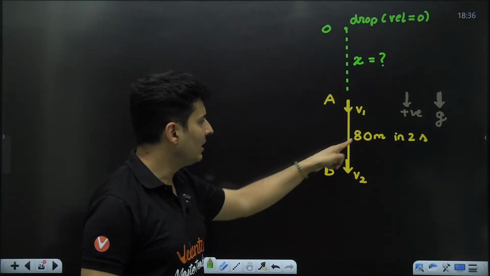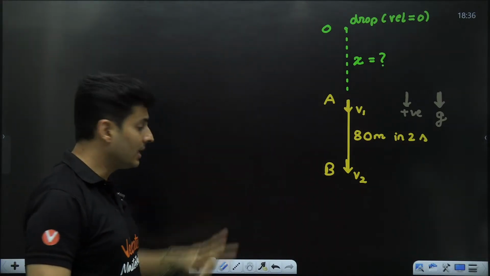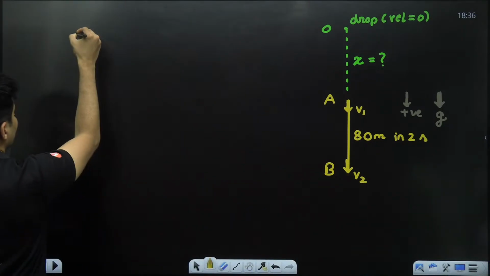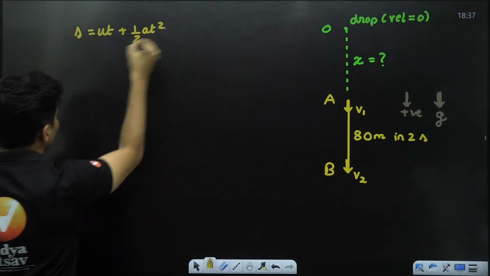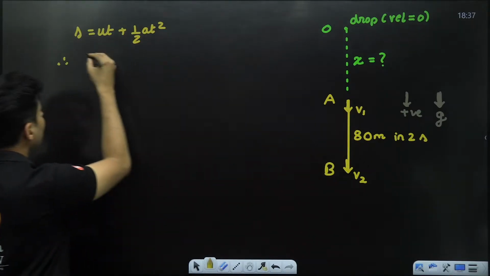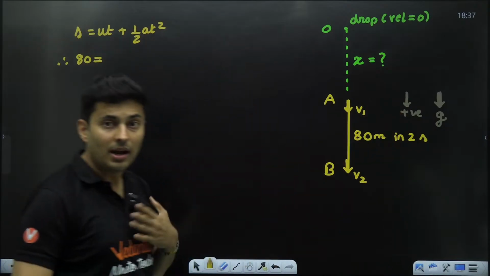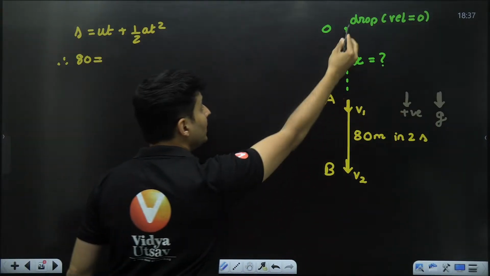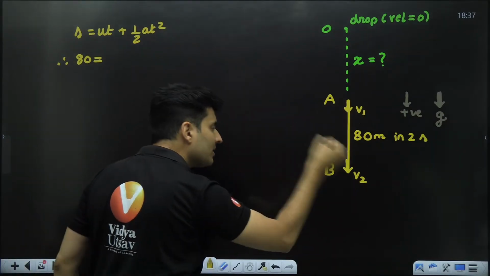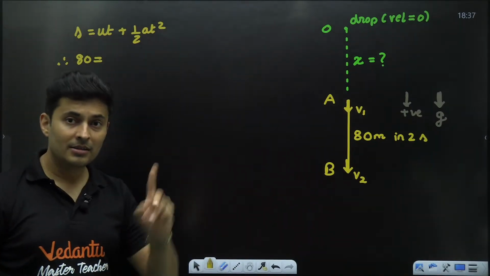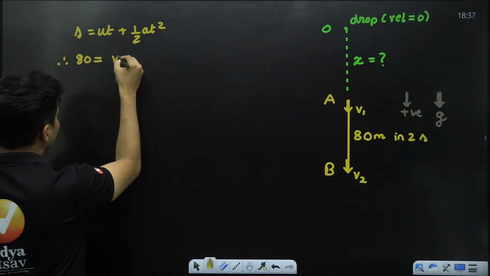Maybe for this journey, I know the distance, I know the time, I know the acceleration. I can use the second kinematic equation, guys. What is it? S is ut plus half acceleration into t square. Displacement is 80, which is positive because downwards is positive. That's my assumption. Initial velocity, don't take the total initial speed, because I'm only considering this part of the journey. Is that clear? For this part of the journey, the initial speed is v1.